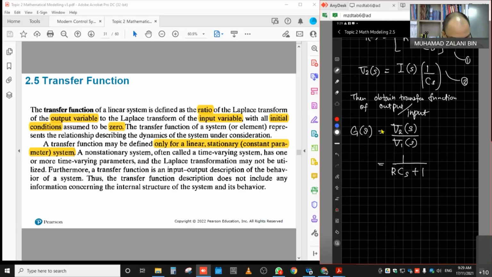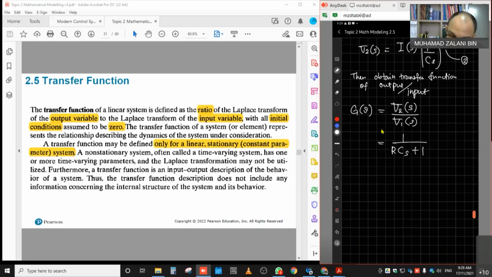All right. Let's say in this case, RC is the time constant. Normally R and C are constant. So in RC, RLC, RL circuits, basically we consider R and C to be constant, which is the time constant.